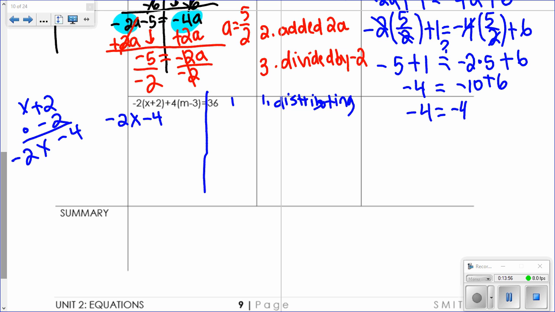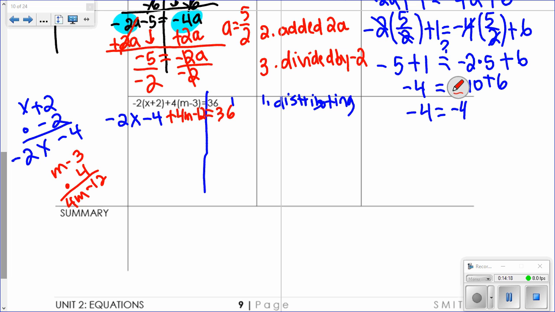I already took care of the negative 2. Now I'm going to distribute 4 to m minus 3. So m minus 3 times 4. Negative 3 times 4 is negative 12. M times 4 is 4 m's. So my answer is plus 4 m's minus 12 equals 36.